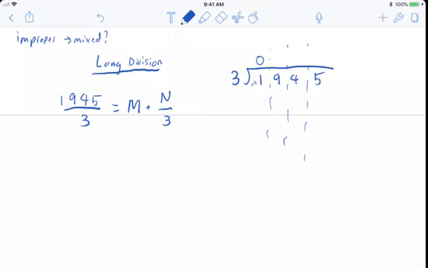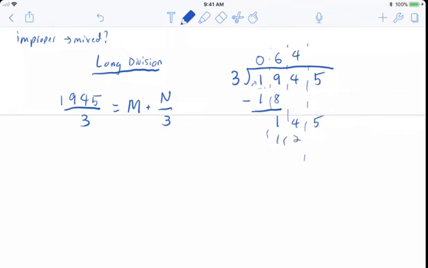So to cancel out this number, I need the largest multiple of 3 that's less than 19. I think if I multiply by 6, that's good. So 6 times 3 is 18. Now I'm going to subtract 18 from 19, and you get 1. I'll copy down the rest here. So what's the largest multiple of 3 that's smaller than 14? I think it's 12. So 4 times 3 is 12.